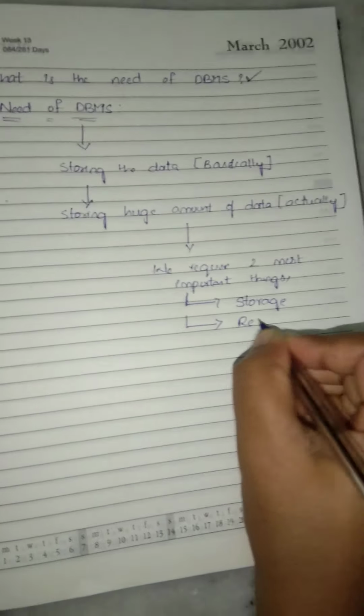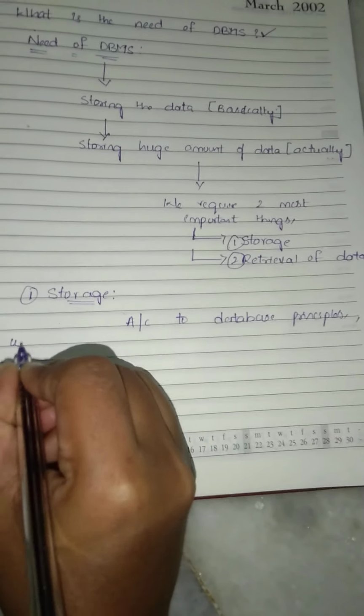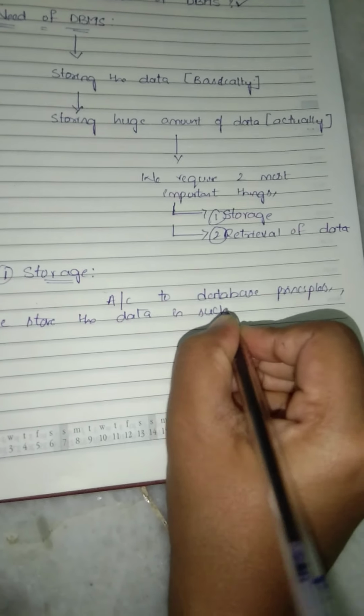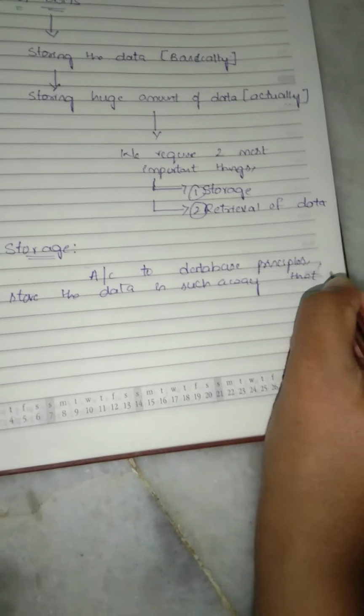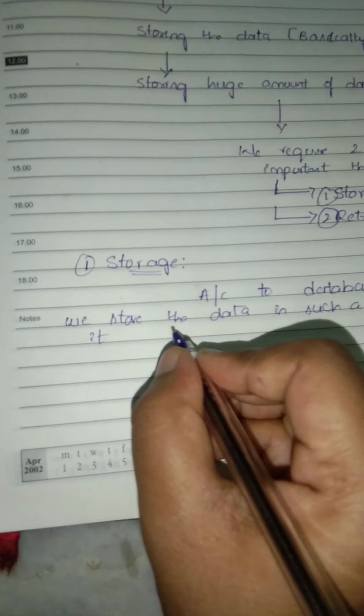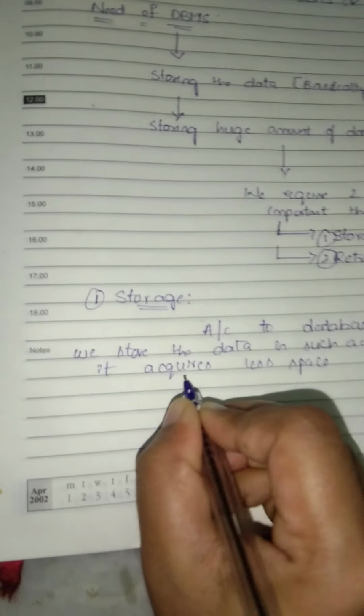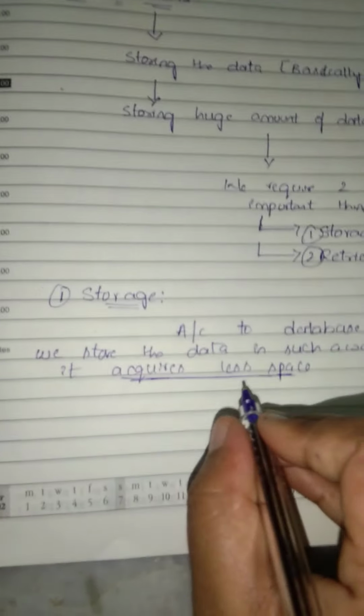Now we are going to talk about storage. Storage in the sense that, according to database principles, we store the data in such a way that it acquires less space. The main point here is that it acquires less space.